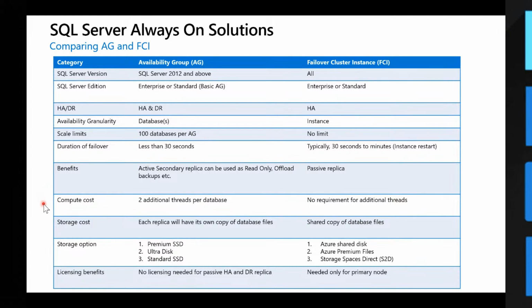In terms of compute cost, there is some additional compute cost that comes with AG, and this is because of the log capture thread. There is a log send thread which we spin up for each availability database. But again, the overhead of this should be minimal.